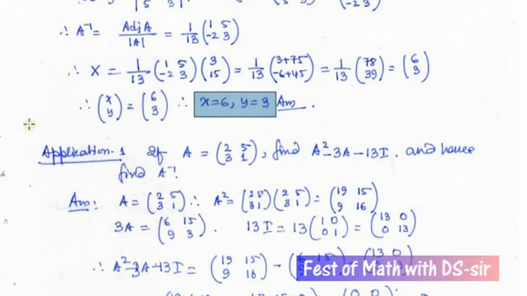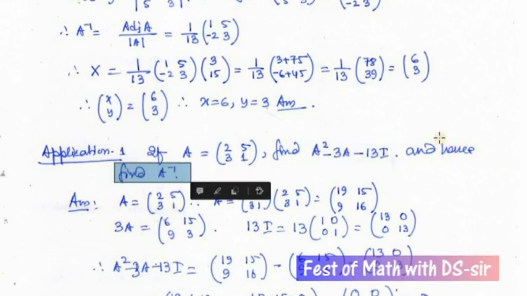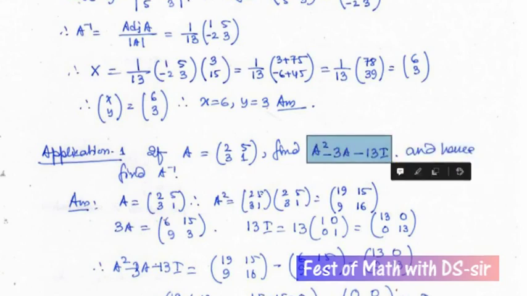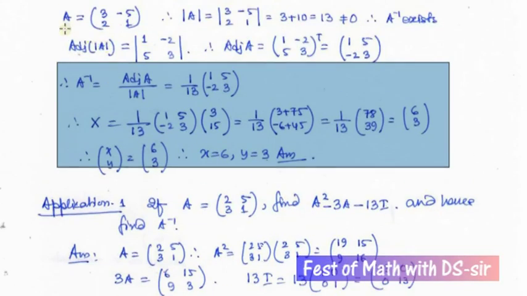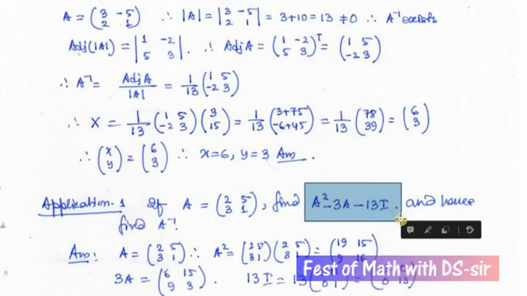Application 1. If A is a square matrix, find the value of A square minus 3A minus 13I, and hence find A inverse. Notice the word hence. That means you have to find A inverse using this result, not following the earlier method.